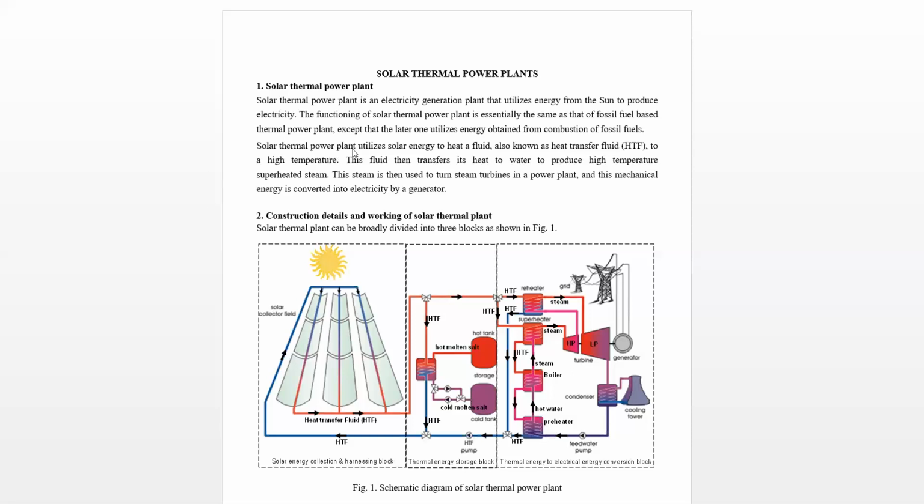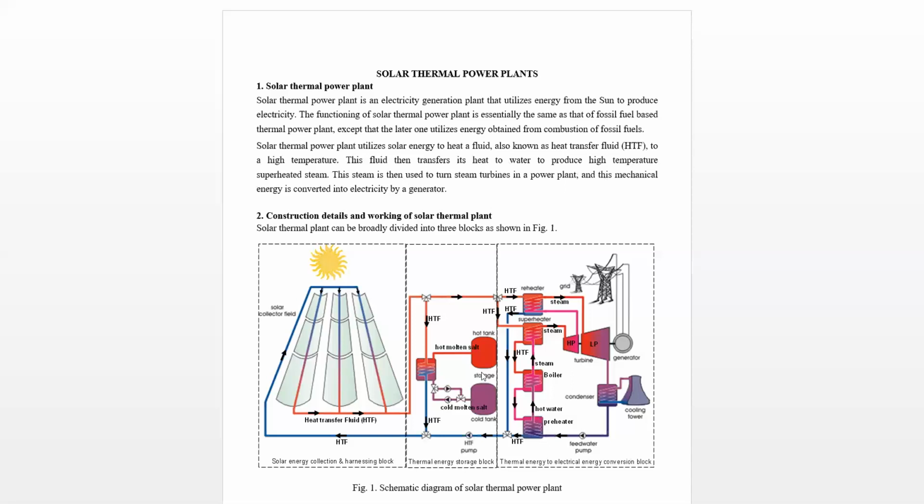Now, solar thermal power plant utilizes solar energy to heat a fluid, also known as a heat transfer fluid, to a high temperature. Then this fluid transfers its heat to the water to produce high temperature superheated steam. So the thermal energy of this heated fluid is used to produce superheated steam. Whereas in case of conventional power plants, the energy obtained from the combustion of fossil fuel is used to convert water into superheated steam, and then this steam is used to turn steam turbines in the power plant, and this mechanical energy is then converted to electricity by a generator.